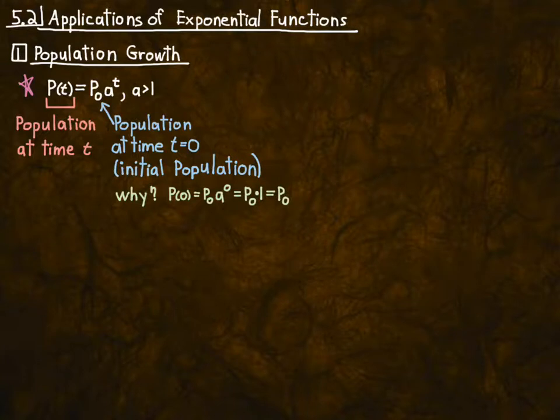If you just plug 0 in for the time in the formula, you get P of 0 equals P sub 0 a to the 0. A to the 0 is 1, and P sub 0 times 1 is P sub 0, so we get P of 0 equals P sub 0. So that's why P sub 0 is the population at time 0.